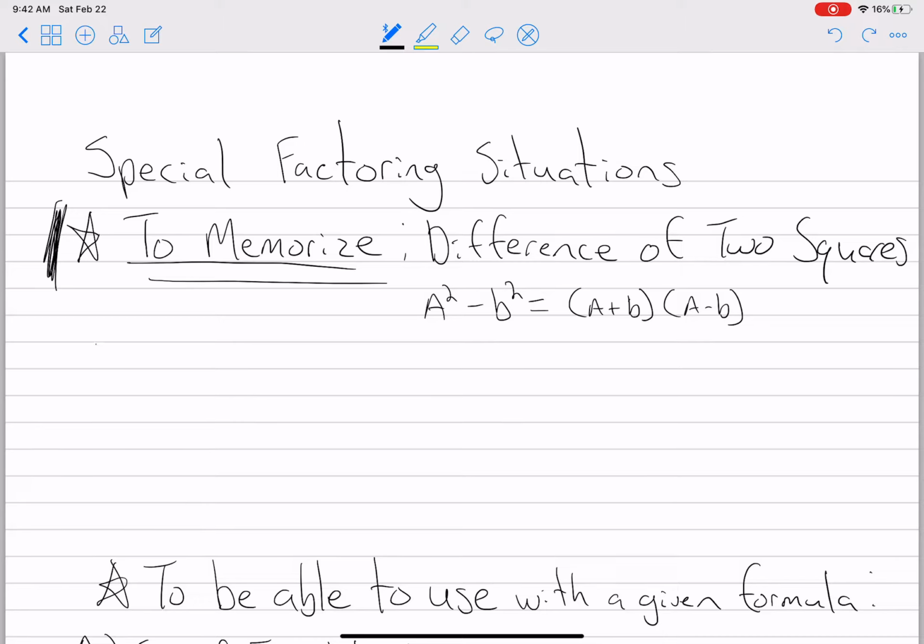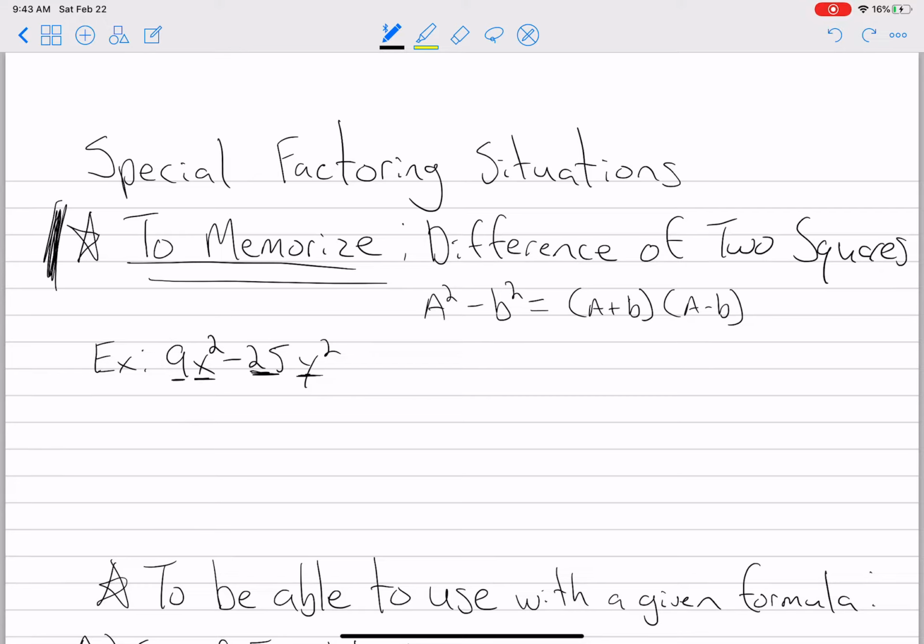For example, if I see something like 9x squared minus 25y squared, I should recognize that these are two perfect squares. 9 is 3 squared. x squared is a perfect square. 25 is 5 squared. And y squared is a perfect square. So I have two terms that are perfect squares, and they are being subtracted.